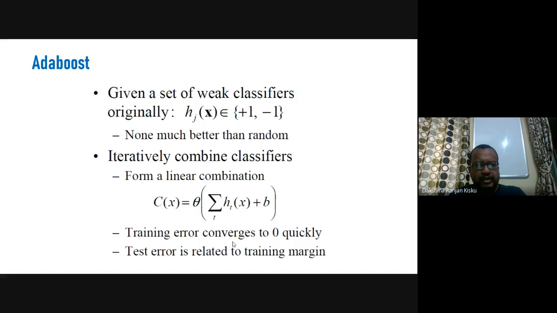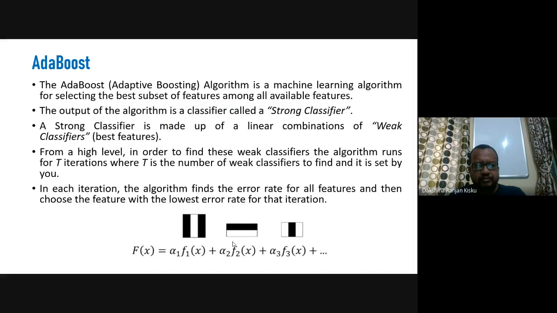Now the idea is that every Haar feature that we computed from the given 24 by 24 window, we consider as a weak classifier. The AdaBoost algorithm is a machine learning algorithm for selecting the best subset of features among all available features, and this subset will be called the set of weak classifiers. That means each best feature selected from the 160,000 features will be called a weak classifier.